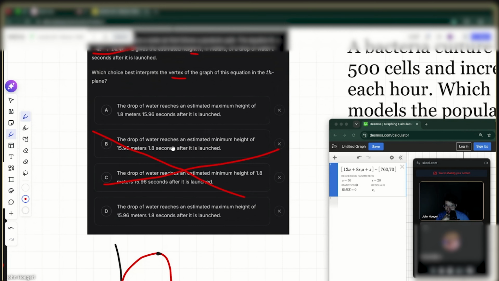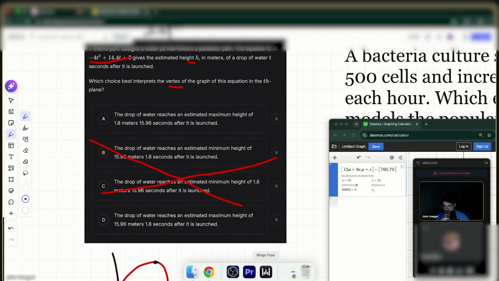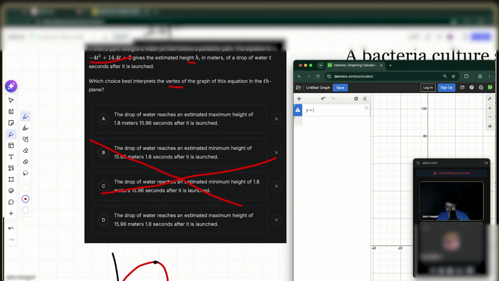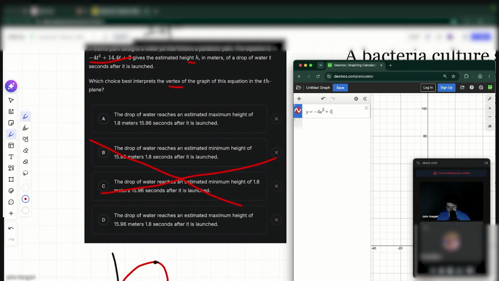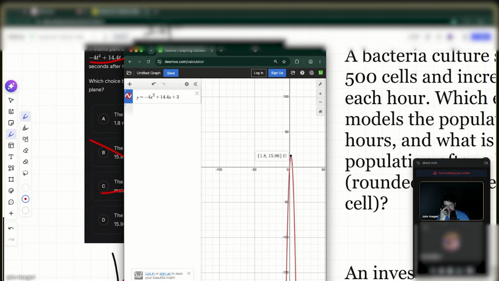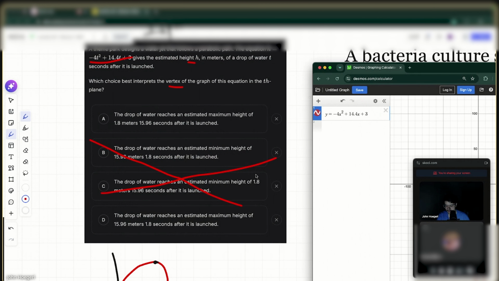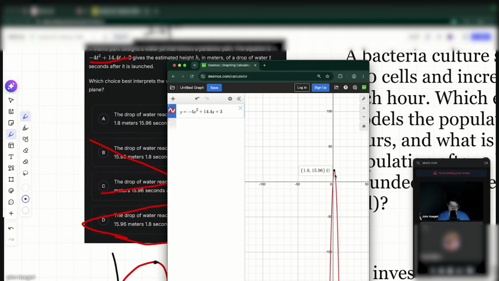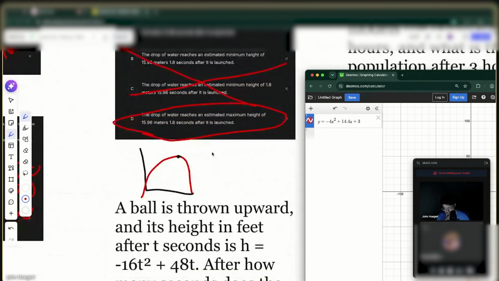Honestly, we could graph this in Desmos just to make sure. I probably should put it in Desmos. So it would be y equals negative 4x squared plus 14.4x plus 3. You see here 1.8 and then 15.96. So the maximum would be 15.96, so it must be D: maximum of 15.96 at 1.8. Okay, pretty simple stuff there.